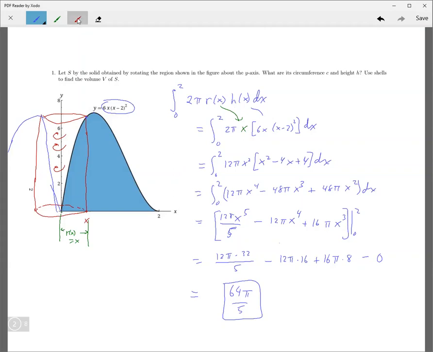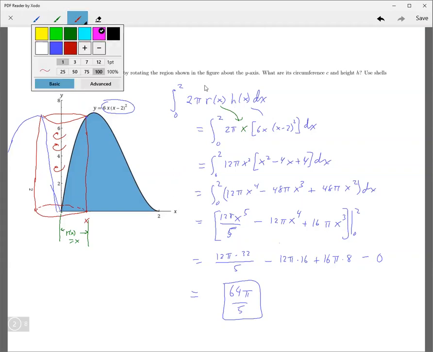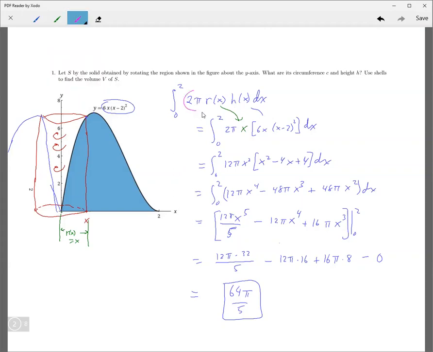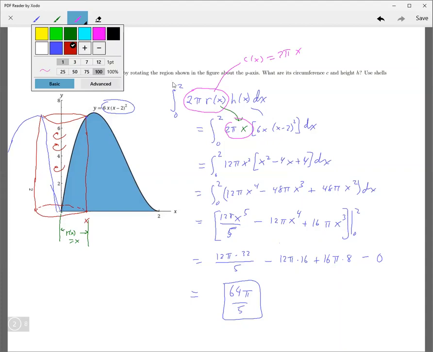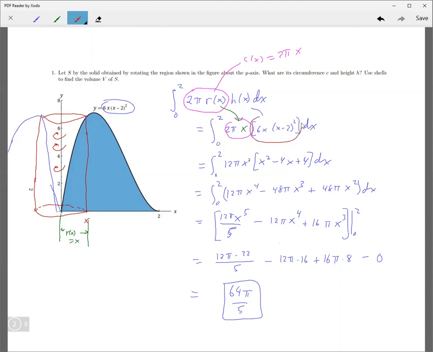There's a couple other parts of the problem that I forgot about. So let me dispose of those first. This right here is the circumference. That's 2 pi x. And this part right here is the height.